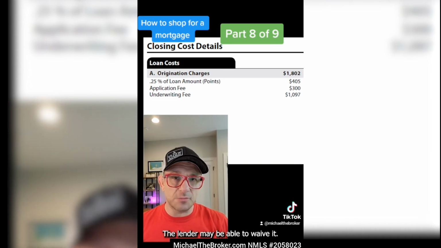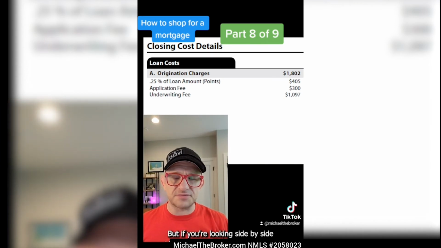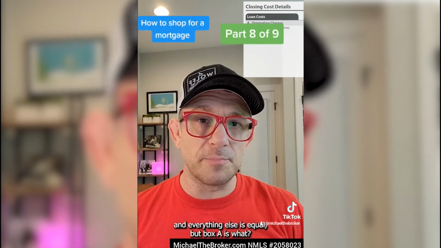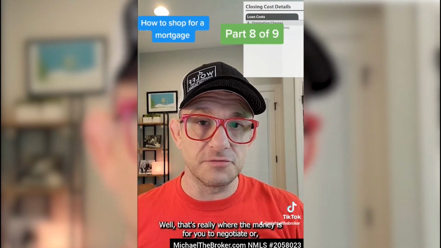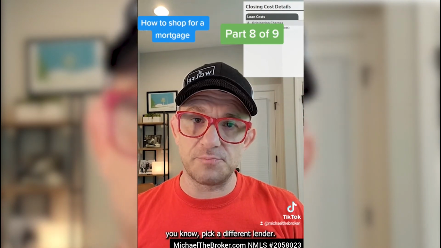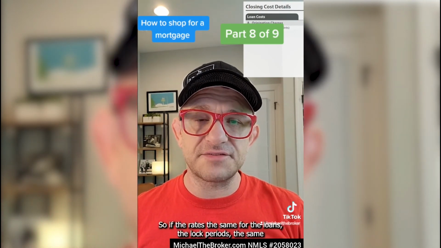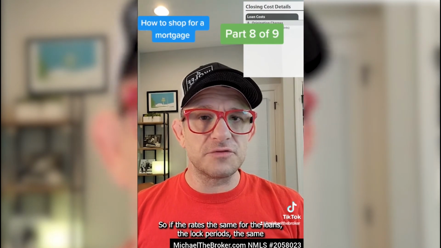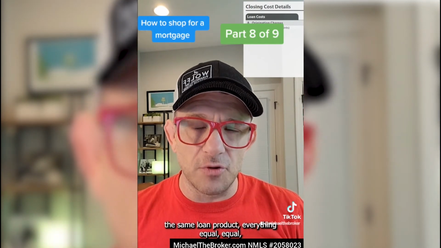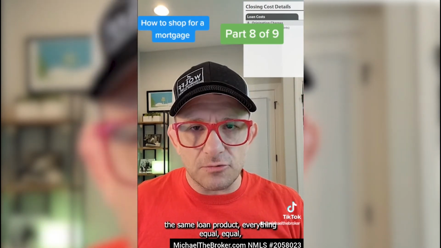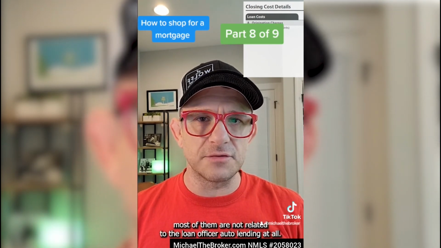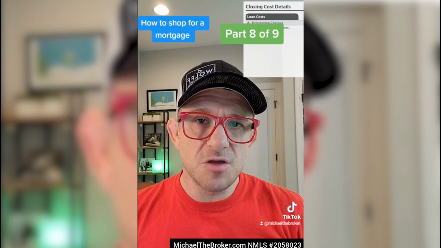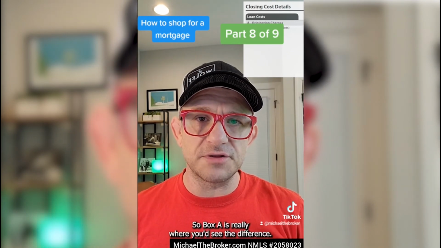The lender may be able to waive it, but if you're looking side by side and everything else is equal, but box A is what's setting things apart, well, that's really where the money is for you to negotiate or pick a different lender. So if the rate's the same for the loans, the lock period's the same, the loan product, everything equal, and like we said, the other sections, most of them are not related to the loan officer or the lending at all. So box A is really where you'd see the difference.